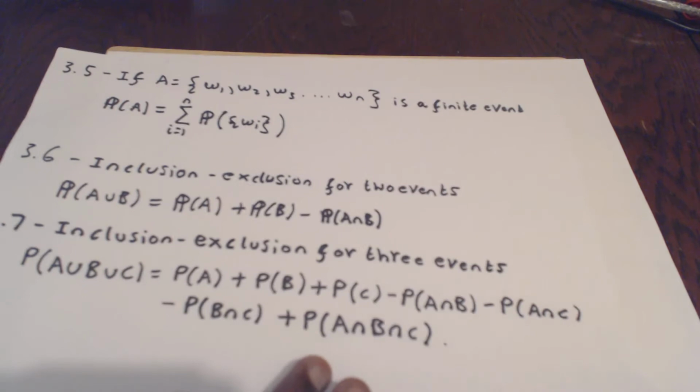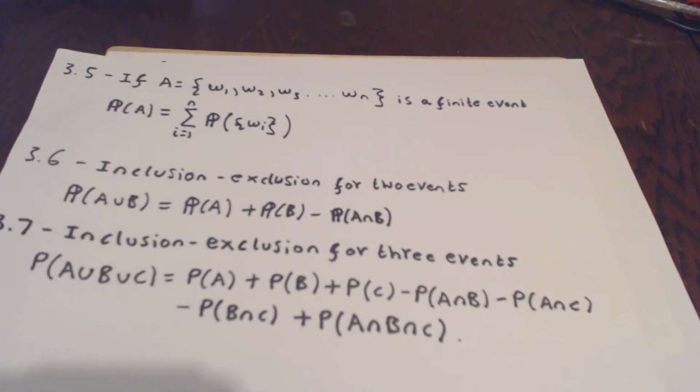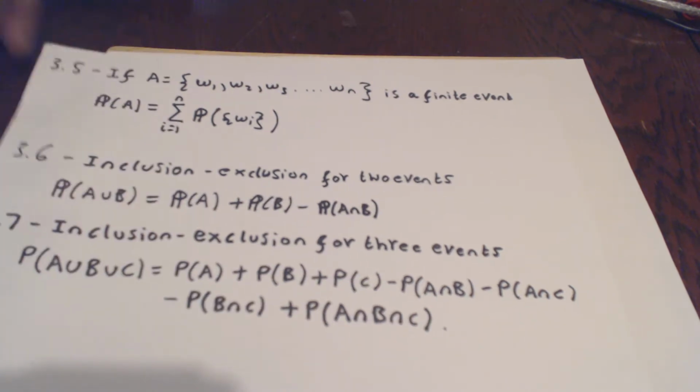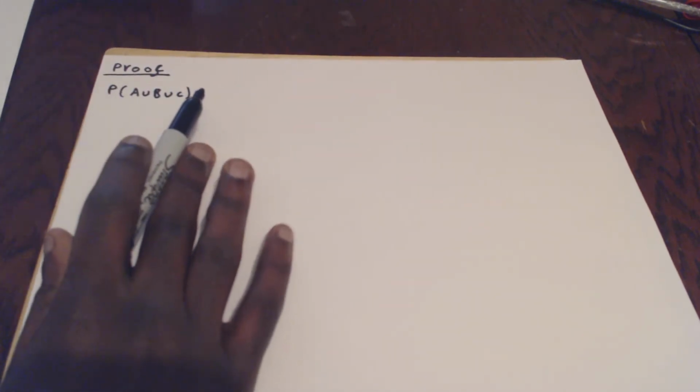So, proof. In order to prove this, there are two things that we need to use. First of all, inclusion-exclusion for two events, so 3.6, and one of De Morgan's laws, which you should recall from mathematical structures, but I'll state that later in the video anyway. Okay, so if I'm going to use inclusion-exclusion for two events, I have the probability of A union B union C, and I'm going to need this.